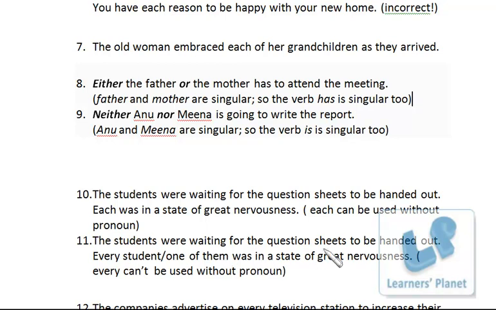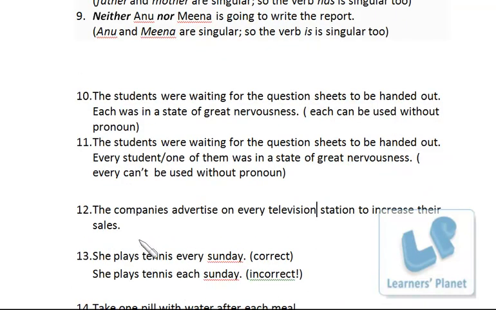The students were waiting for the question sheets to be handed out. Every student or every one of them was in a state of great nervousness, right? Every can't be used without a pronoun. The companies advertise on every television station to increase their sales. Indefinite stations are there, or so many stations are there. That's why we are using every.